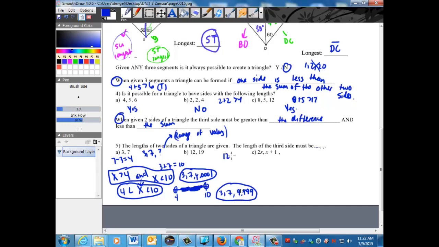12 and 19 add up to 31, so x has to be less than 31. Okay, and I want to say that 19 minus 12 is 7, so x has to be less than 7. Sorry, x has to be greater than 7. Now, one thing that I didn't do right here is let's put x is greater than 7 first, and x is less than 31, or we can put x is between 7 and 31.